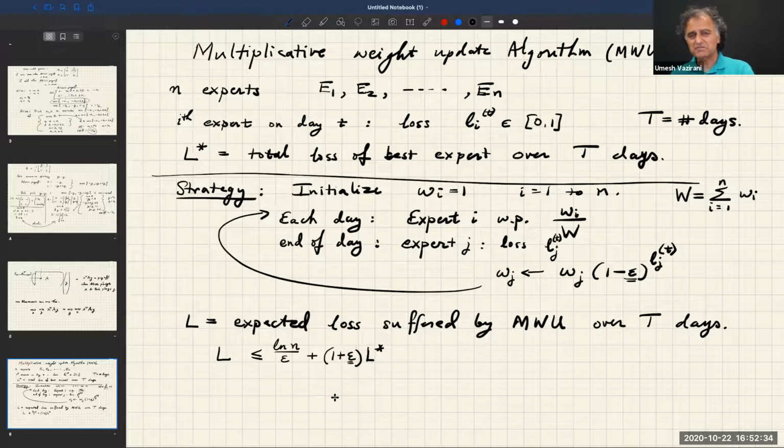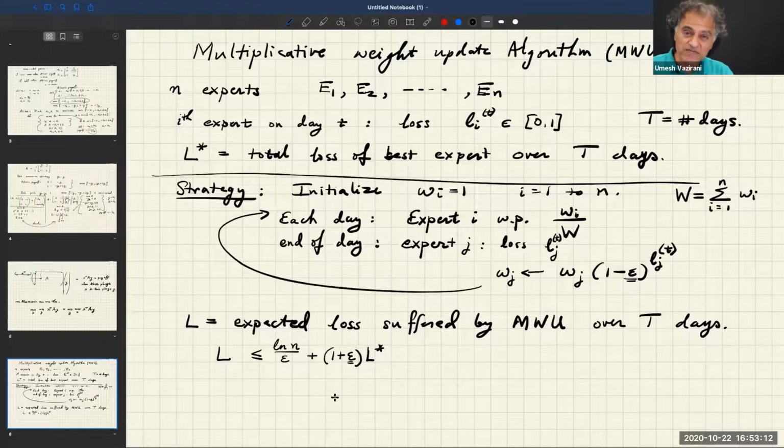So you can see it's a pretty remarkable theorem. It's a very simple algorithm. The sense in which it is such a powerful algorithm is because it applies in so many situations. What did we assume? We assumed very little. We just assumed there were these n experts. We know nothing about them. We don't know where they are sitting. They just set up shop on the internet. That's all we know about them.